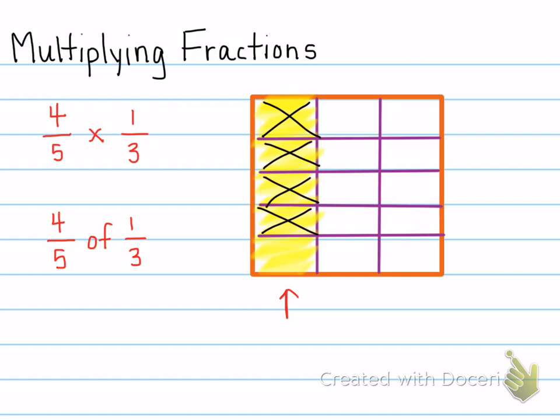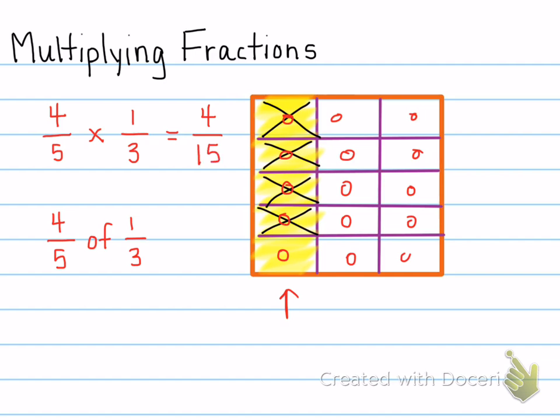Now, if I'm looking for the whole answer, I have to count those 4 pieces according to the entire shape. So I have 4 out of 1, 2, 3, 4, 5, 6, 7, 8, 9, 10, 11, 12, 13, 14, 15 entire pieces. So the answer of 4/5 times 1/3 is 4 1/15 pieces. So it equals 4/15ths.